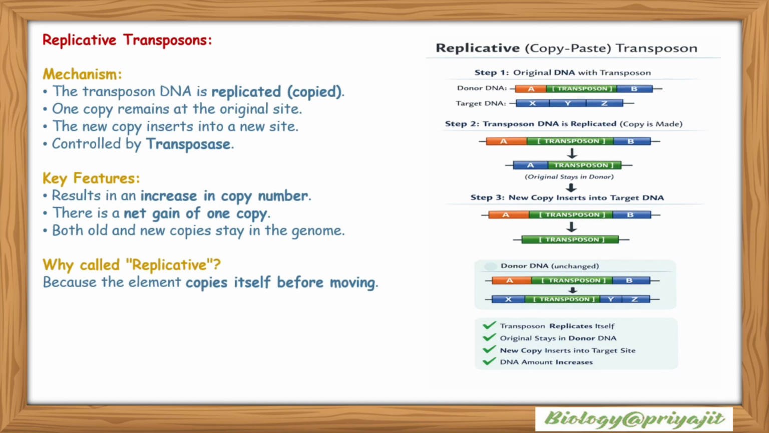And the second one is the replicative transposon or copy and paste mechanism. The transposon DNA is replicated or copied and one copy remains at the original site. The new copy then inserts into a new site and it is also controlled by the enzyme transposase. Here the key features include an increase in copy number and there is a net gain of one copy. So both old and new copies stay in the genome. Why are they called replicative? Because the element copies itself before moving. So this is the image showing the replicative or copy and paste transposon.